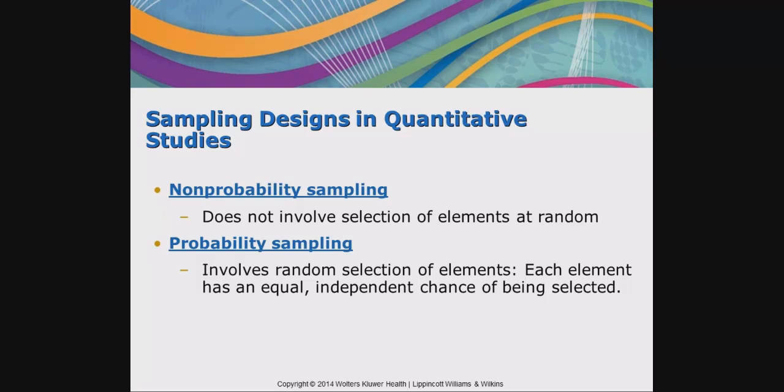Now we're moving into the stats, so y'all hang tight, kind of. Non-probability sampling just says that there's really no selection of elements. There's no random selection. You use what you have available. Kind of an all-volunteer. There's no random sample. Probability sampling does involve random selection of elements. Each element has an equal independent chance of being selected.